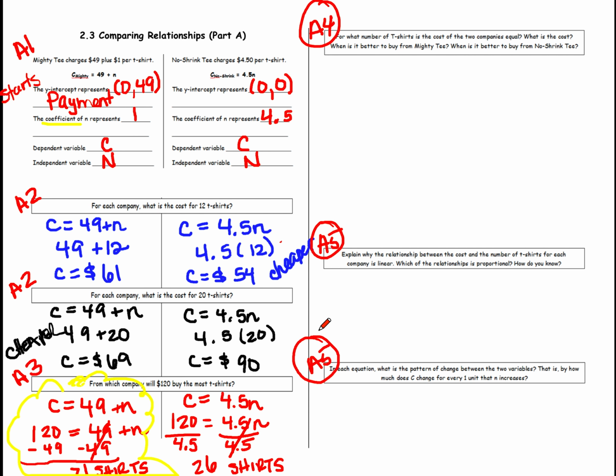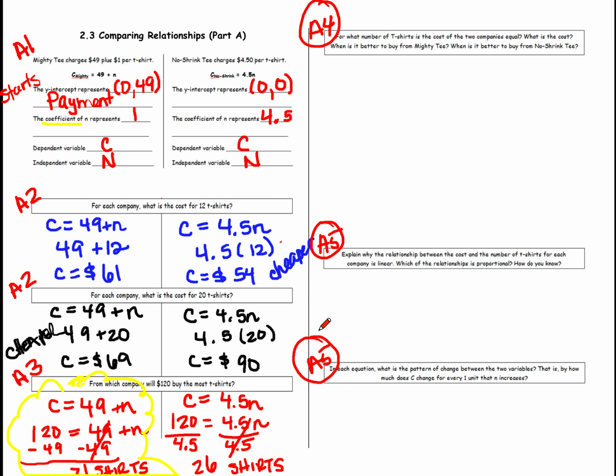All right, so let's talk about A4. A4 says, for what number of t-shirts is the cost of the two companies equal? Again, when did they collide? When did they have their intersection? Same price for the same amount of shirts. So we're going to find that out. And what is the cost? And explain how you found your answers.